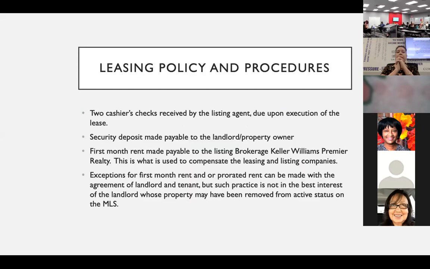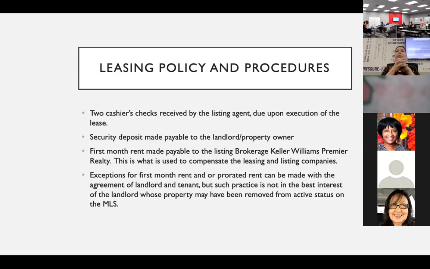And there should be 2 checks. One is your security deposit made payable to the landlord or the property owner. And the other is the first month's rent payable to the listing brokerage. If we're the listing brokerage, it gets payable to Keller Williams Premier Realty. That check is what's used to pay all the brokerages, the leasing and the listing company.